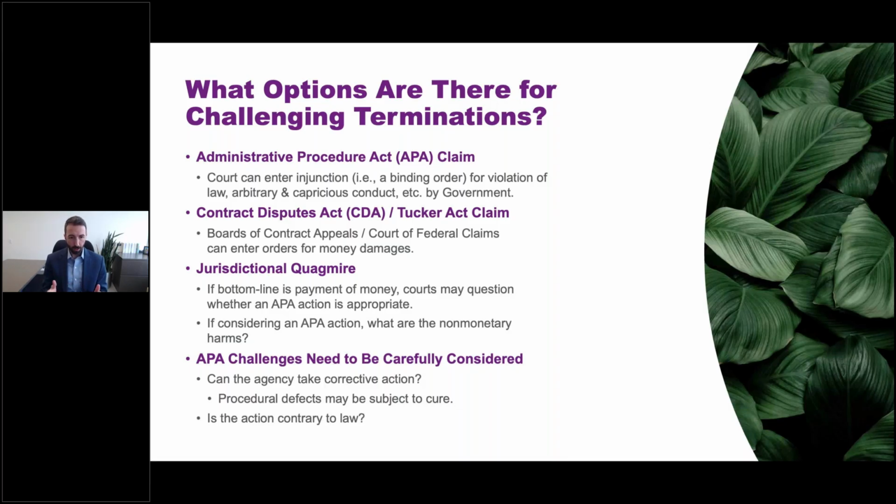And there's a bit of a quagmire here in the jurisdiction, because some courts will say if the bottom line result is a contractor wanting money, then it really should be a CDA or Tucker Act action and not an APA action. So you've got to think about what are the harms you've experienced. Total termination of a contract improperly where there's no grounds to terminate can have non-monetary impacts. So in that situation, you may have an APA claim, and there have been some cases recently where courts took jurisdiction under the APA to review challenges, but you've got to think about it.